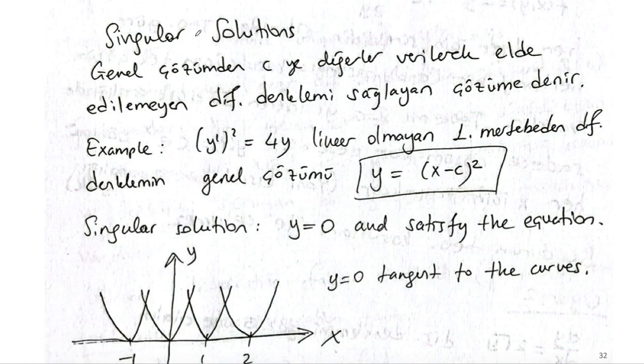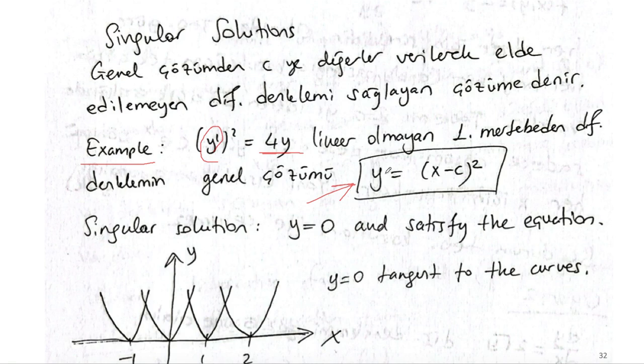Another term that we have to keep in mind is the so-called singular solution. Basically, a singular solution is a solution that we cannot obtain by giving values to this arbitrary constant c. An example will make this more clear. Suppose you are given y prime squared equals 4 times y, which is not a linear differential equation, but it is a first order differential equation. And we can check if this y satisfies our problem. And indeed, yes, this is the solution for this problem.